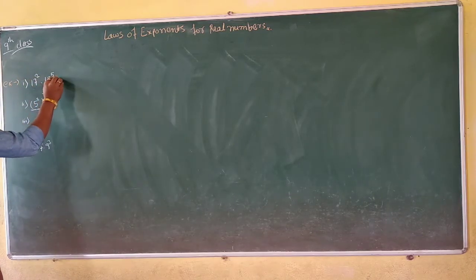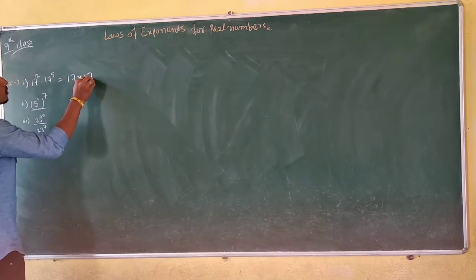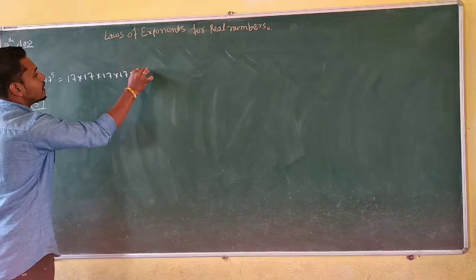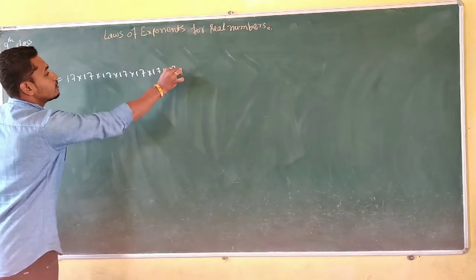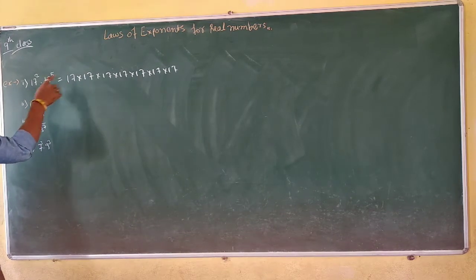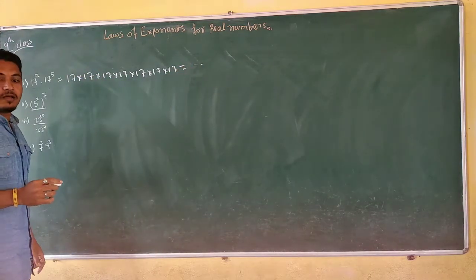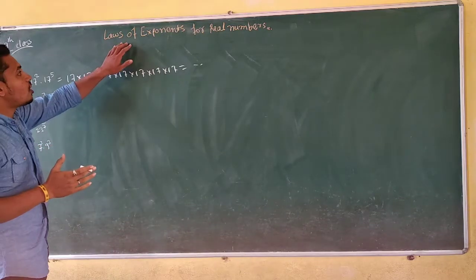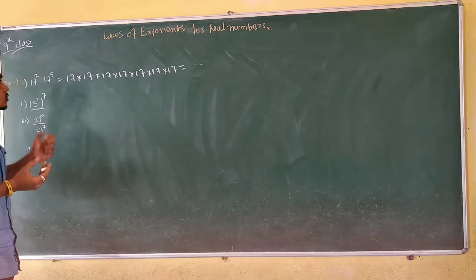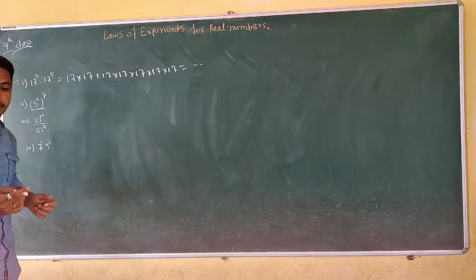I think you solve this example like this: 17 into 17 two times, and into 17 into 17 into 17 into 17 into 17, which means you solve 17 two times and 17 five times. After that you get one answer. Is it right? But by using these laws of exponents, it becomes very easy to solve or simplify these examples. How is it? See here.